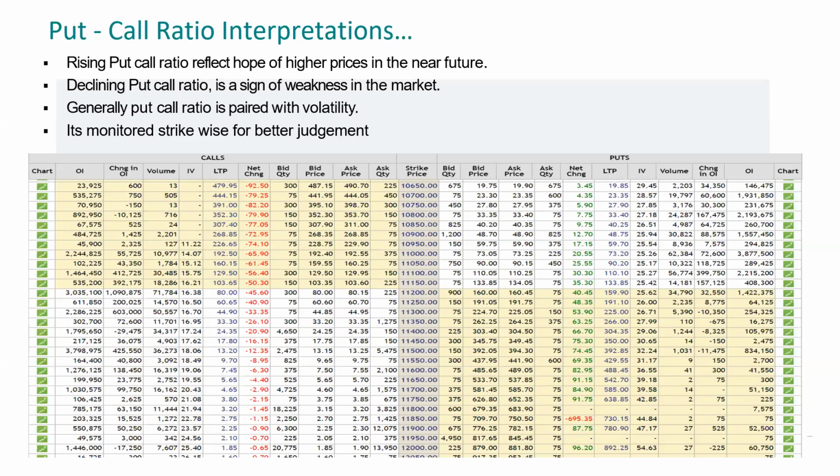Okay, how do you get the PCR ratio, sir? Okay, I'll tell you again. PCR ratio is nothing but the total number of put contracts divided by the total number of call contracts. Put contracts here means the total OI. Let's say for the 11,200 strike, this is the total number of put contracts, and for 11,200 the total number of call contracts is 30,000. So you divide this, you get your PCR ratio.